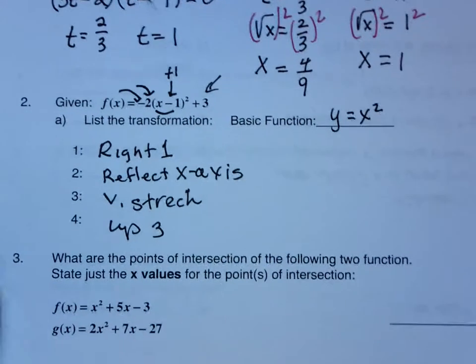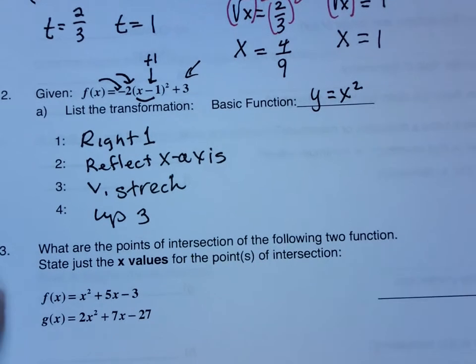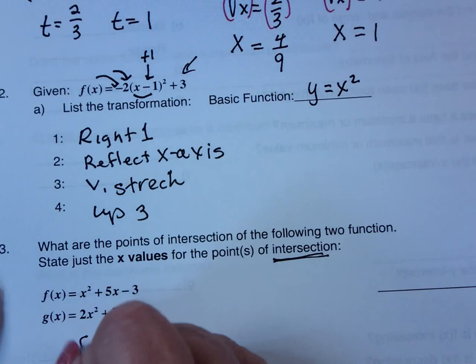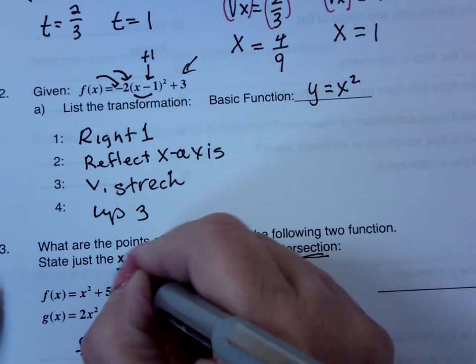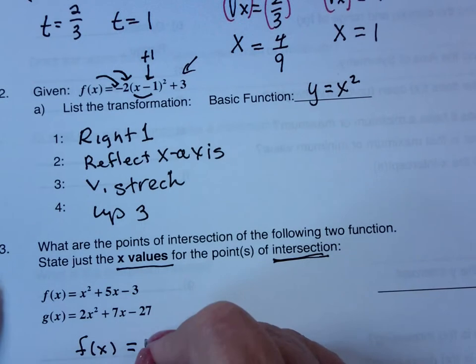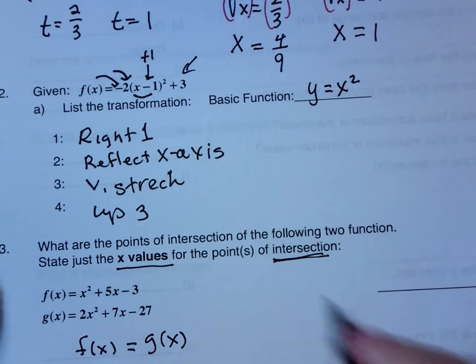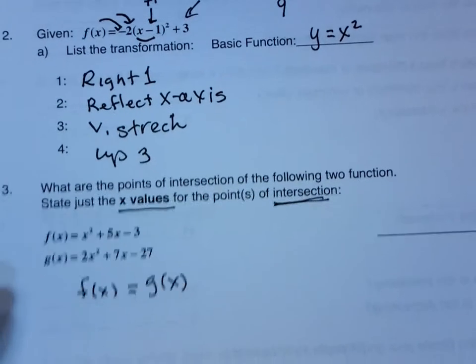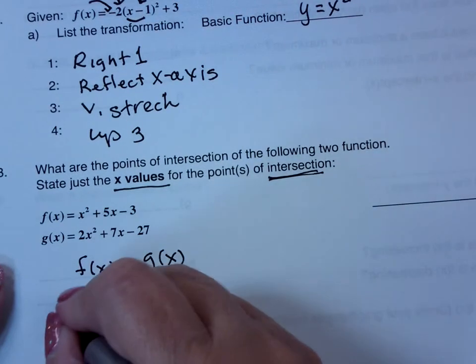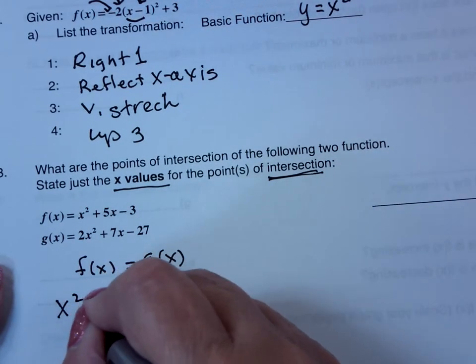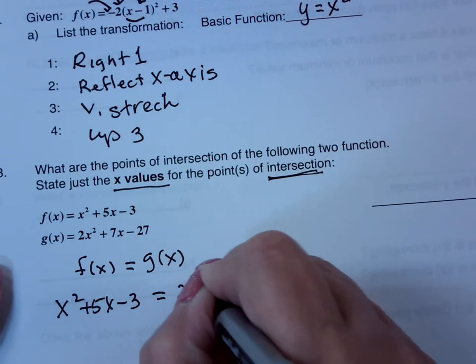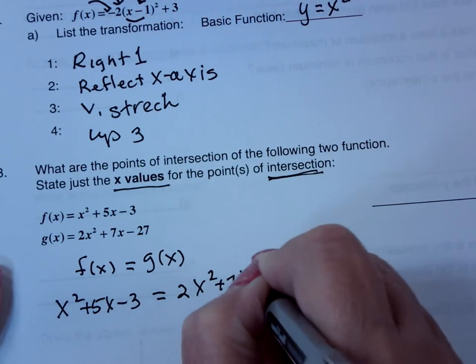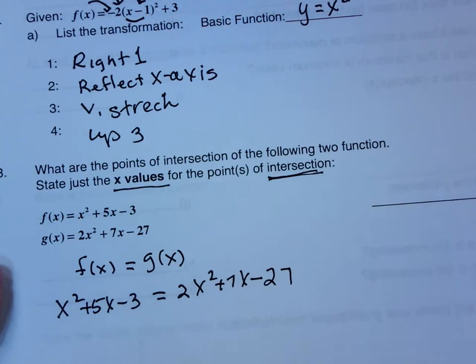What are the points of intersection? Intersection, that means what they have in common. Essentially, you're looking at where is f of x equal to, and you just state the x values, equal to g of x. Or where f of x, which is x squared plus 5x minus 3, equal to 2x squared plus 7x minus 27.